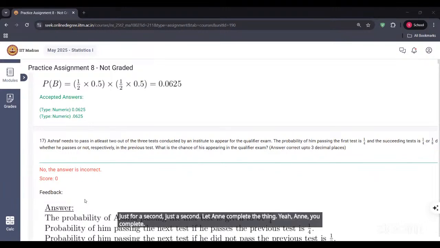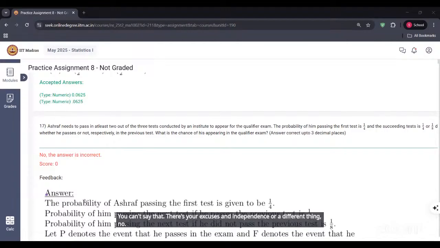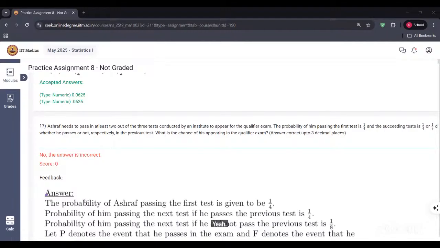So can we say that for any events A and B, if they are mutually exclusive, they are not independent? You can't say all that. Mutually exclusive and independence are different things. You can't say that if they're mutually exclusive, that means they're independent.